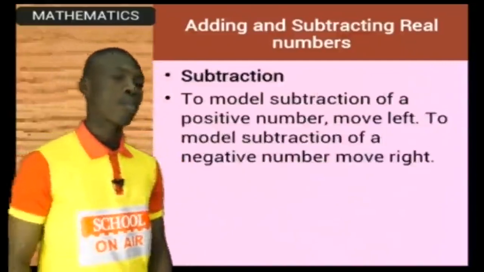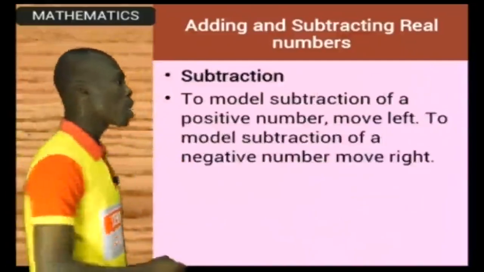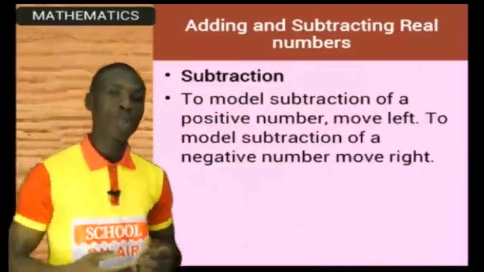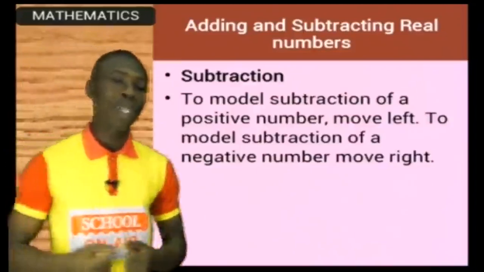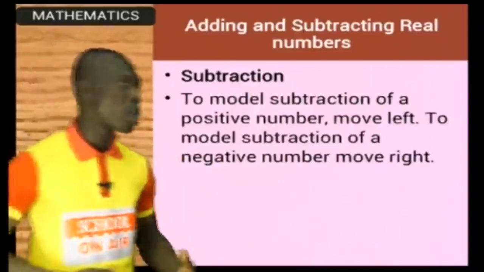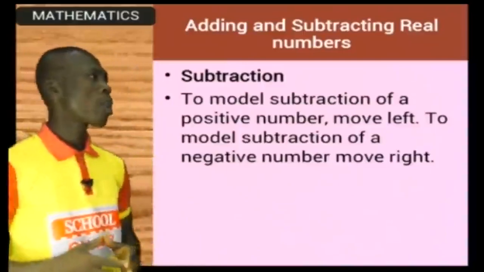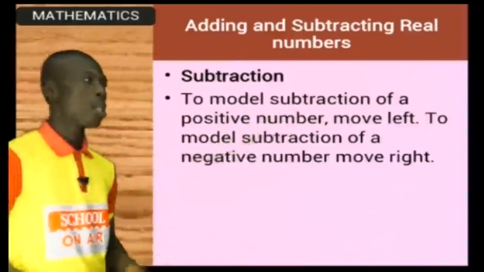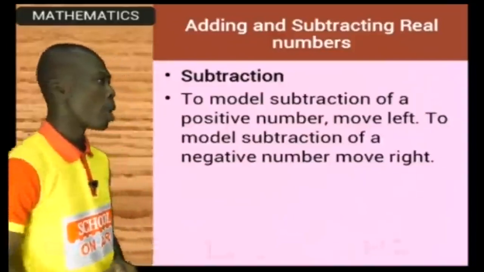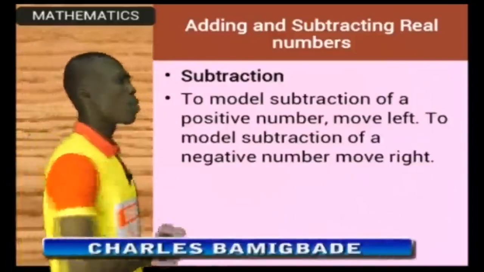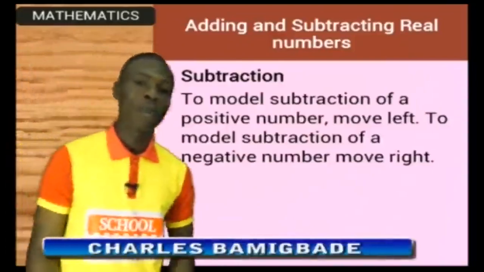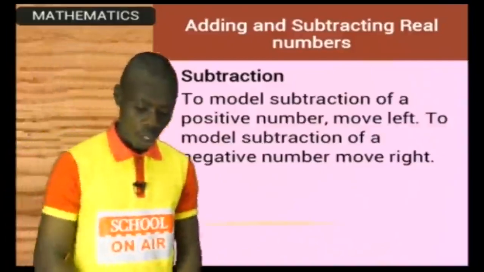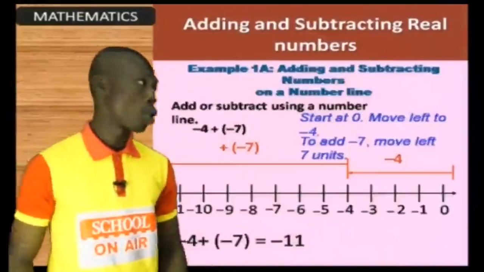So subtraction. To model subtraction of a positive number, what we do is just the opposite of addition. We say to model the addition of a positive number, we move to the right. And when you are trying to model the addition of a negative number, you move to the left. Now, for subtraction, to model subtraction of a positive number, from whatever point you are, you move left from where you are. To model the subtraction of a negative number is just the opposite: from wherever you are, you move to the right. That's about how to carry out this addition and subtraction.